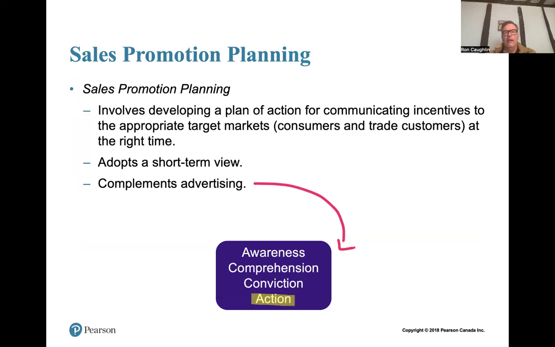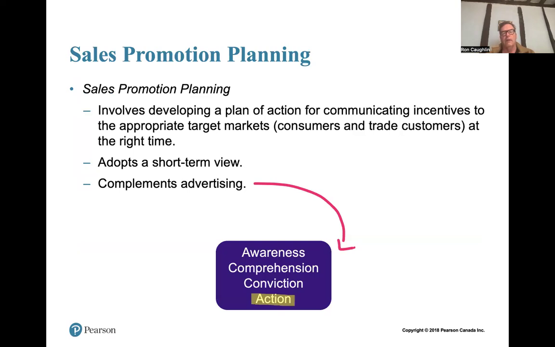So from a promotional planning perspective, sales promotions, you must go through the same process as you would through other things. It involves developing a plan of action for communicating incentives, basically to the target markets. It could be either consumer or trade customers at the right time. And it's usually a short-term strategy. So a short-term view compared to other programs like brand marketing or longer-term programs.